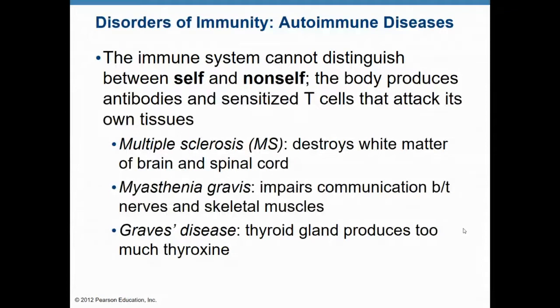There's a couple of different common types of autoimmune diseases. Multiple sclerosis is one that most people have heard of. That's when your immune system attacks the myelin sheath in the brain and the spinal cord, so it kind of short circuits those action potentials, those electrical signals. There's myasthenia gravis, and that's when the immune system attacks the neuromuscular junction, so it impairs the ability of nerves to talk to skeletal muscles. And then there's Graves' disease, when the immune system attacks cells of the thyroid gland and you get too much thyroxine.